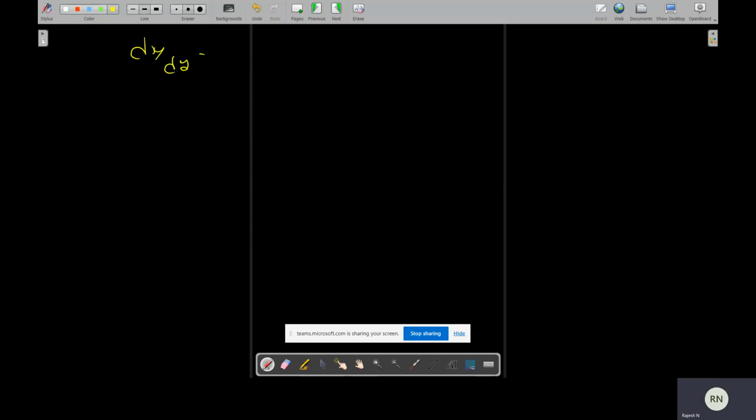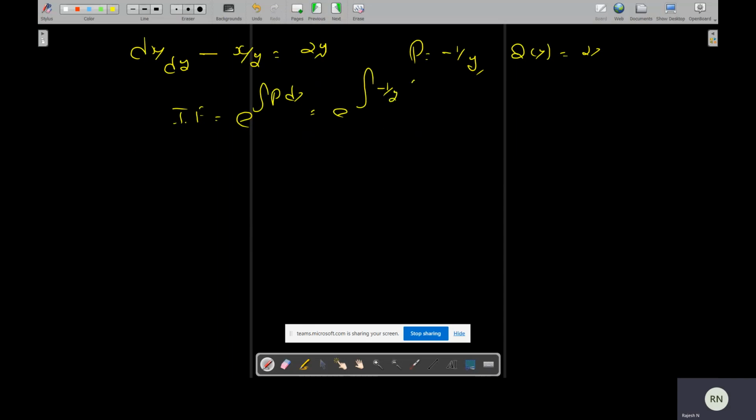dx by dy minus x by y is equal to 2y. So here what is p? p is minus 1 by y. And qy is what? 2y. Therefore, integrating factor is equal to e raised to integral p dy, e raised to integral minus 1 by y dy. So e raised to minus log y. e raised to minus log y is what? e raised to log y raised to minus 1. So what is it? 1 by y.